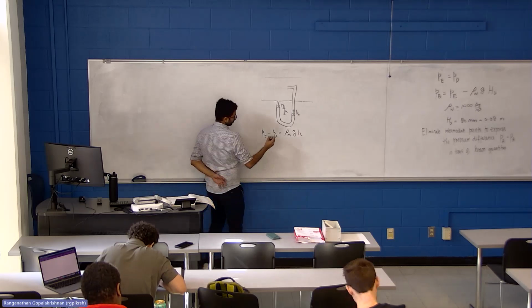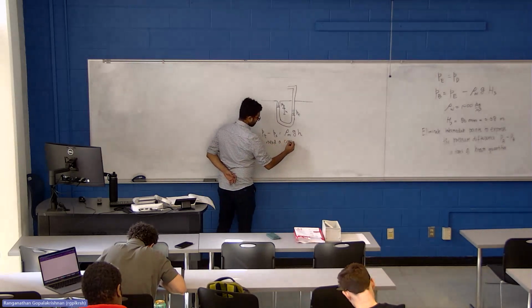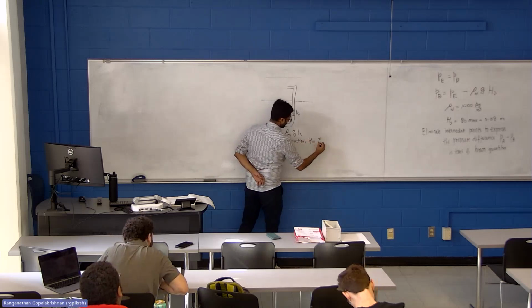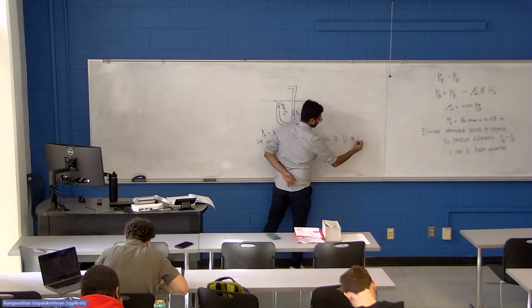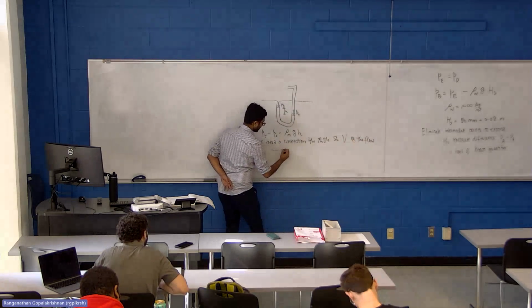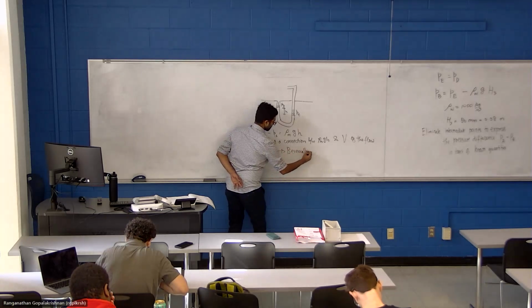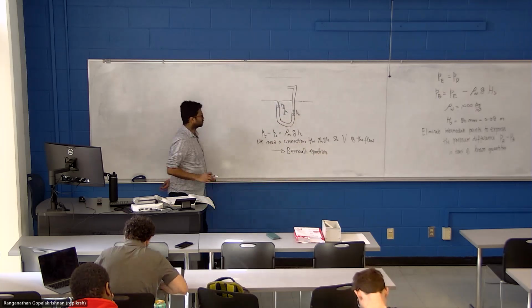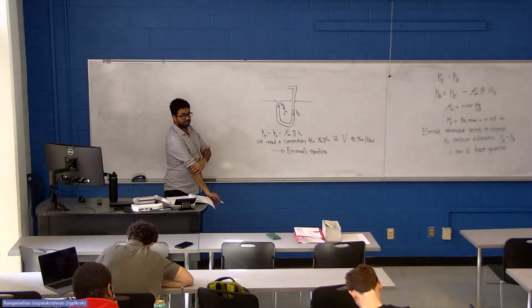Okay, so now we need a connection between rho m g h and the velocity of the flow so that you can actually calculate it. And this connection is provided by Bernoulli equation.